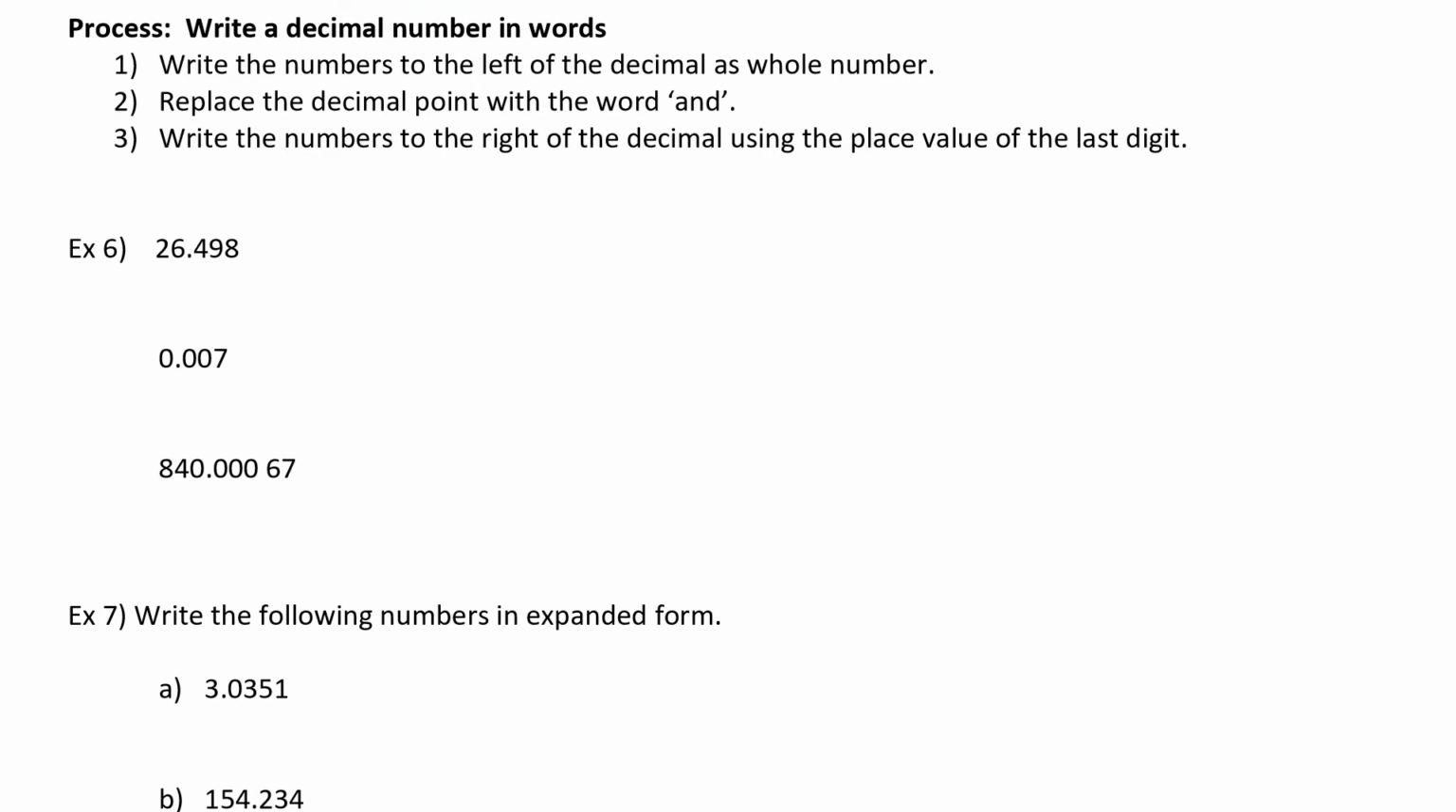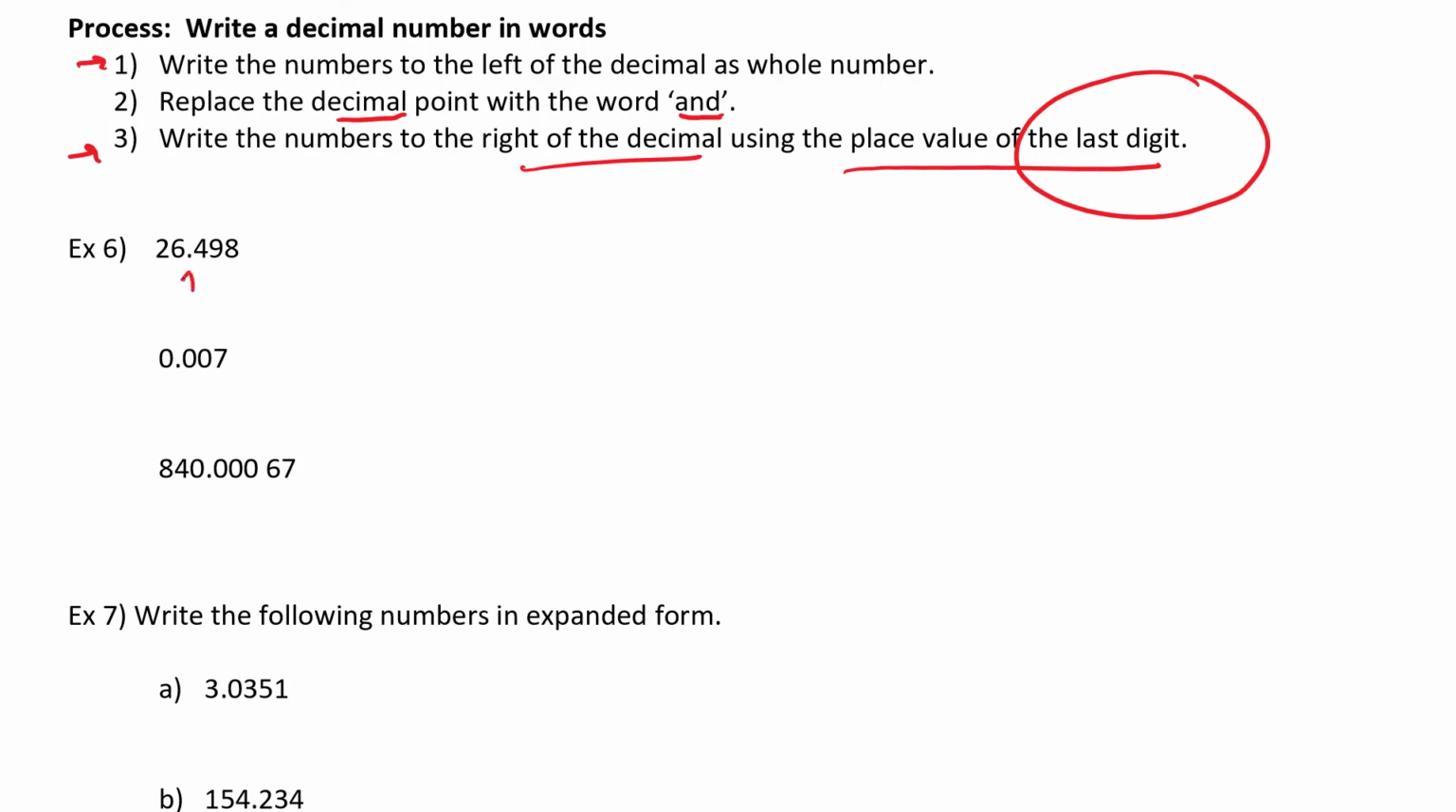This next skill is not as important as it used to be. I don't know how many people write checks anymore. Writing numbers down into word format is not such an important thing anymore. We'll still review it. So what's the process for converting a decimal number into words? So we write the numbers to the left of the decimal as a whole number. We replace the decimal with the word and. Then we write the numbers to the right of the decimal using the place value of the last digit. So let's show you how this works.